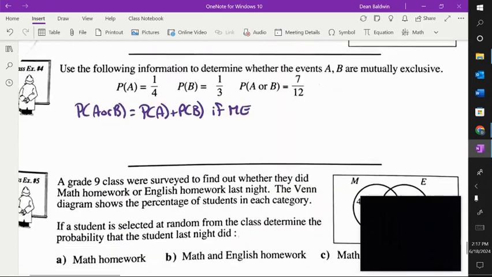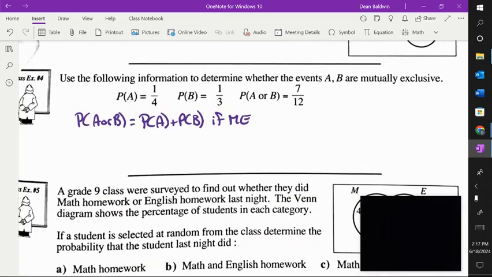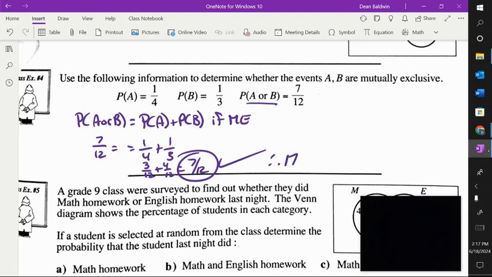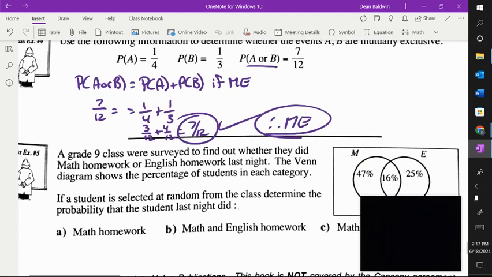So, are these? We just test it. We go, okay, does 7 over 12 equal 1/4 plus 1/3? Fractions? We like fractions? No. 3 over 12 plus 4 over 12 is 7 over 12. Therefore, they are mutually exclusive.